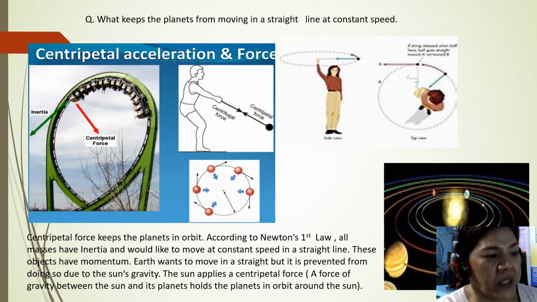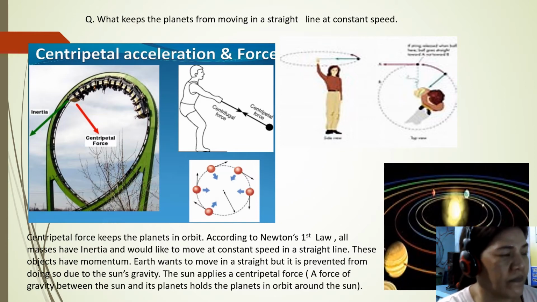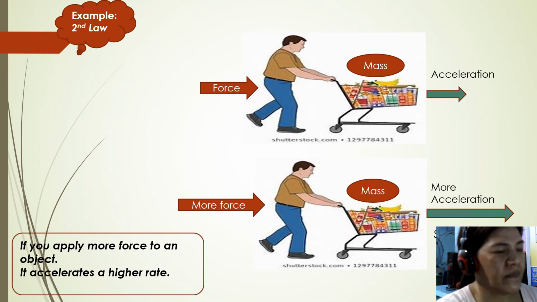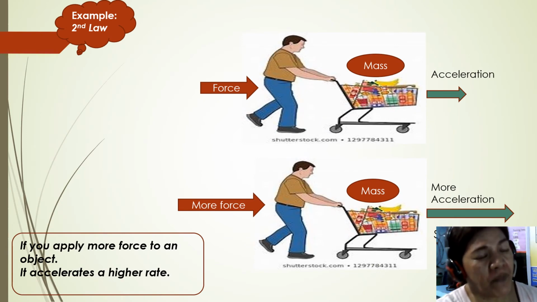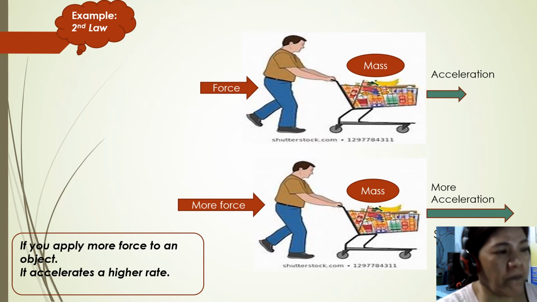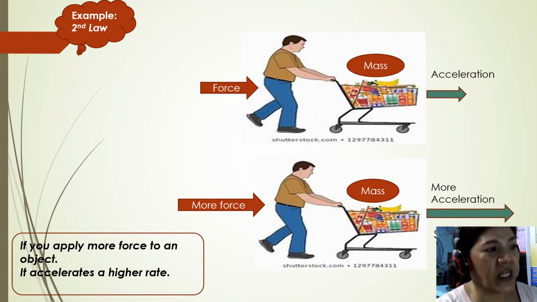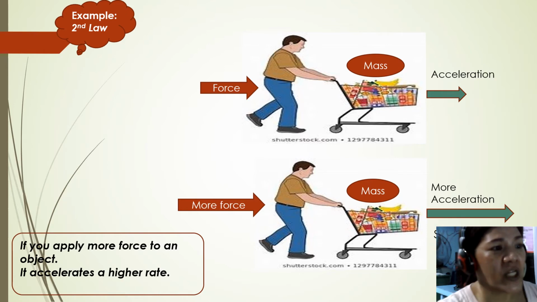Okay, so let's begin by studying the situation. So as you can see, you have here the same person pushing a cart with the same mass, but try to look at the force they applied. The first figure, or figure 1, tells us that the force applied by the man on the cart is lesser, and therefore, as you can see, the acceleration is also less.